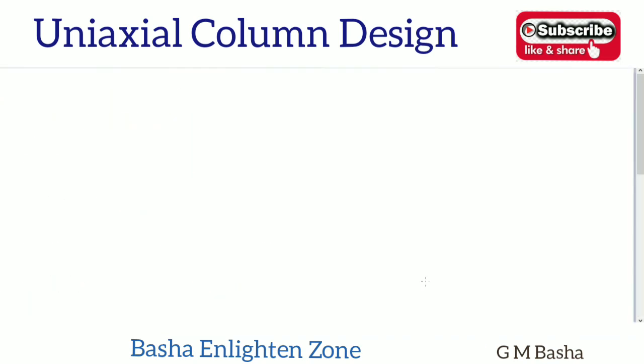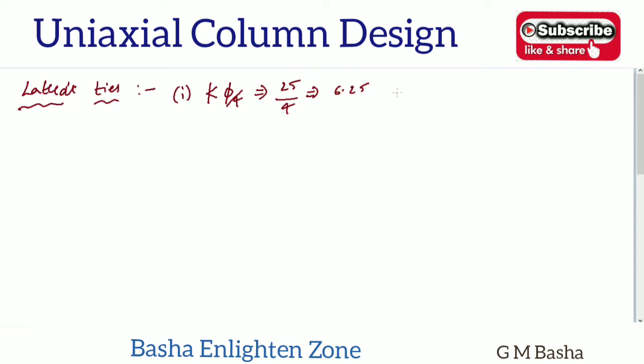We already solved so many problems based on lateral ties, so I am going directly to this step. Step by step, along with the page numbers of the IS code, I explained that already. The first condition is that the tie diameter is not less than the bar diameter by 4. So I am taking the diameter of 25 mm divided by 4. If I choose a higher dia bar, you will get a higher stirrup size, around 6.25. If I choose 8 bars of 32, you get 32 divided by 4, which is above 8 only. That is the reason you calculate according to this condition here.